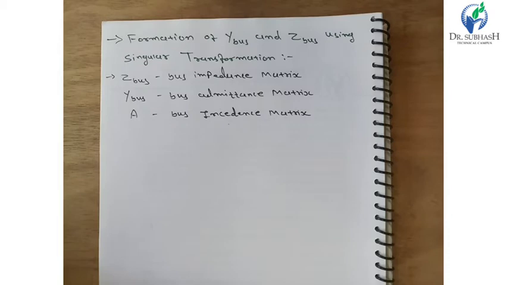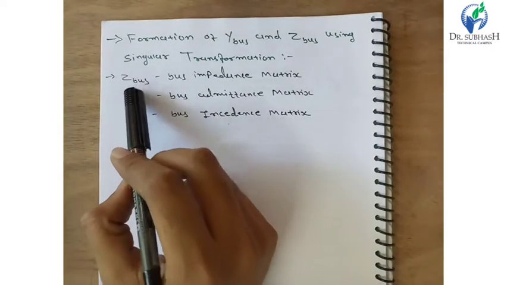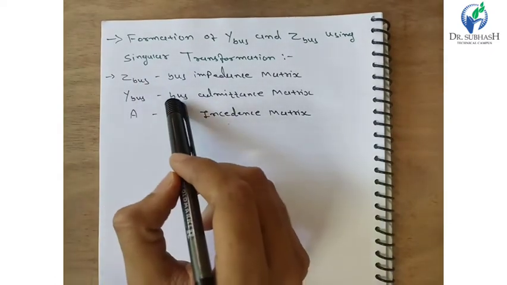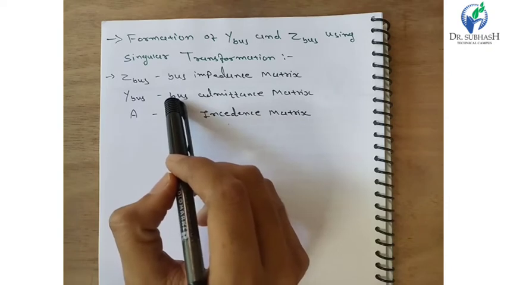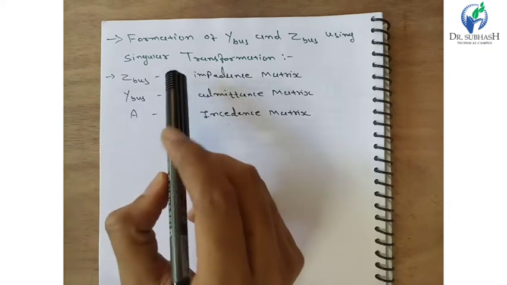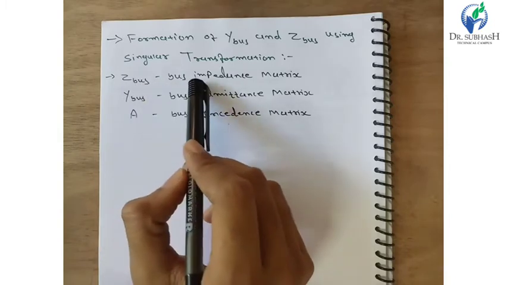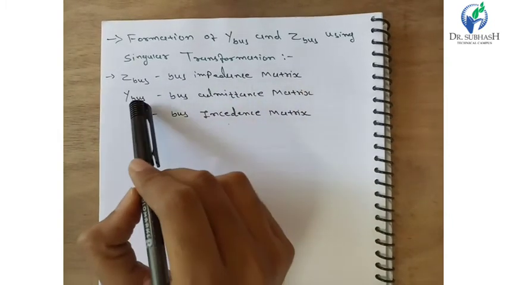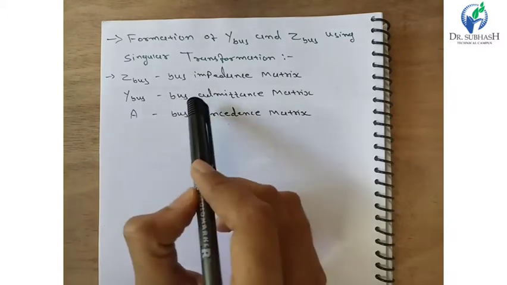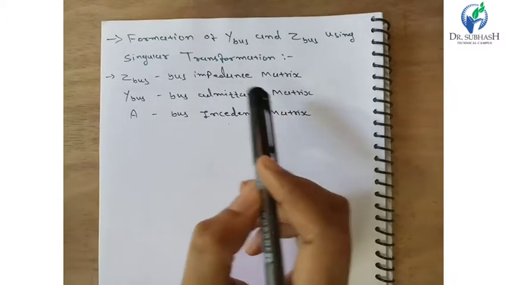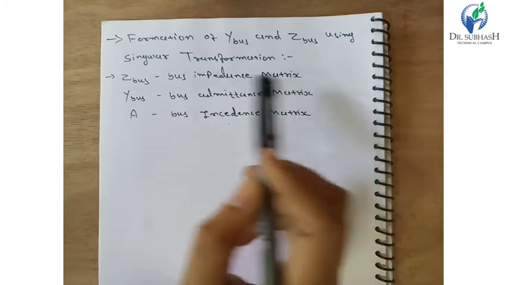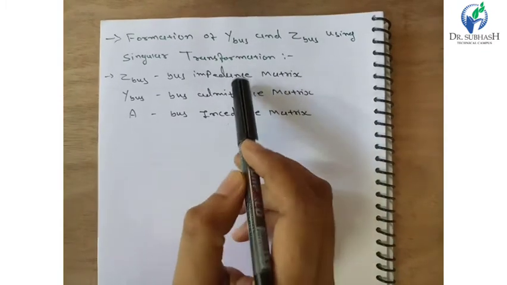Now, first of all, we start with the formation of Y bus and Z bus using the singular transformation. We know that the bus impedance matrix Z bus and bus admittance matrix Y bus of the interconnected network, Z bus is the bus impedance matrix and Y bus is known as the bus admittance matrix. Friends, this is an important fact which we should remember for the next purpose.